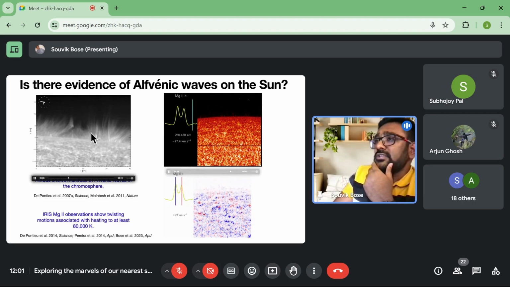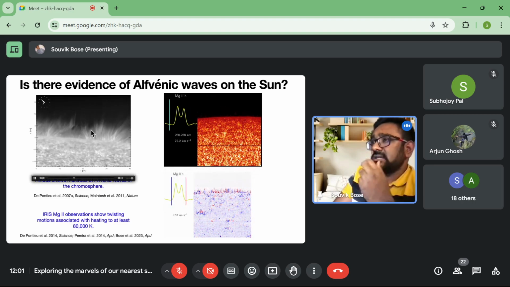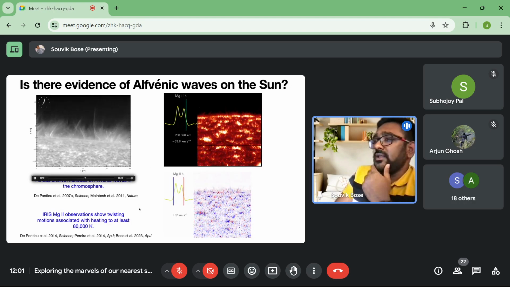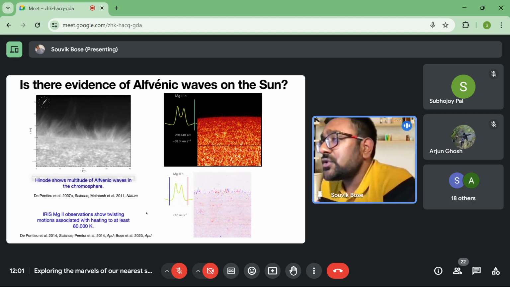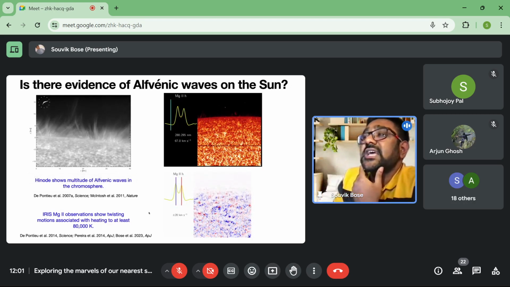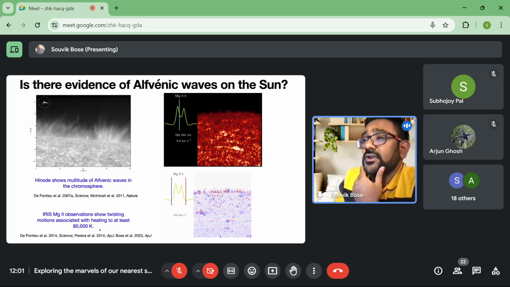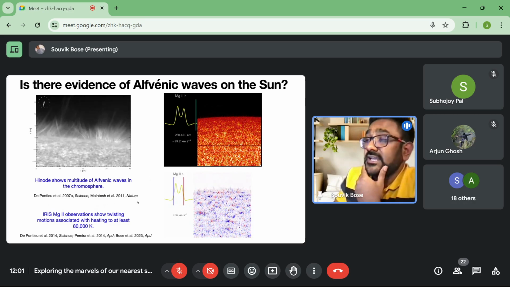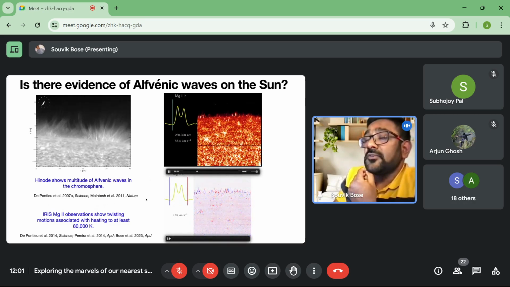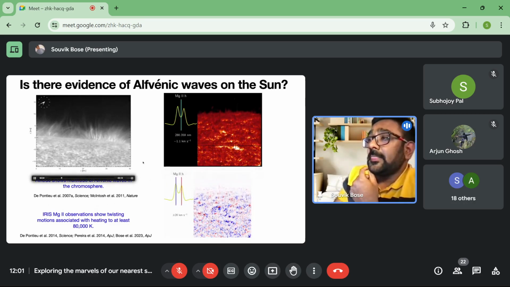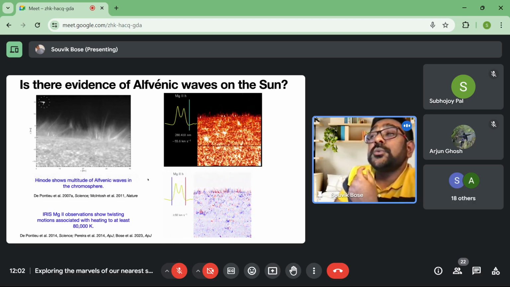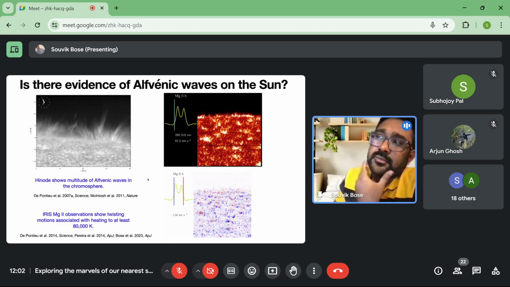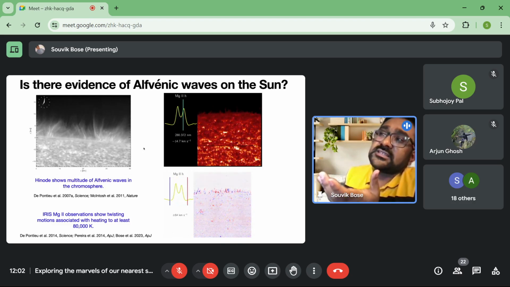And again, I'm showing you this particular image, which is these jets. And from this particular telescope, this is from Hinode, by the way. So Hinode basically shows that there are a multitude of transverse Alfvénic waves which exist in the chromosphere, which have been shown in these seminal papers published in Science and Nature, basically about 15 years ago. And they have shown that there exist ubiquitous waves in the solar atmosphere that is capable of heating the upper atmospheres of the sun. Of course, this is again the chromosphere.